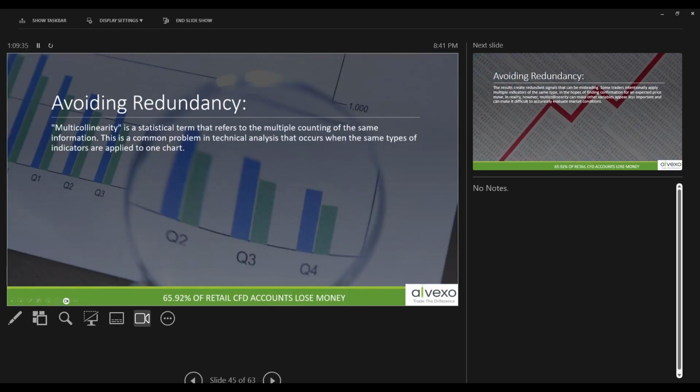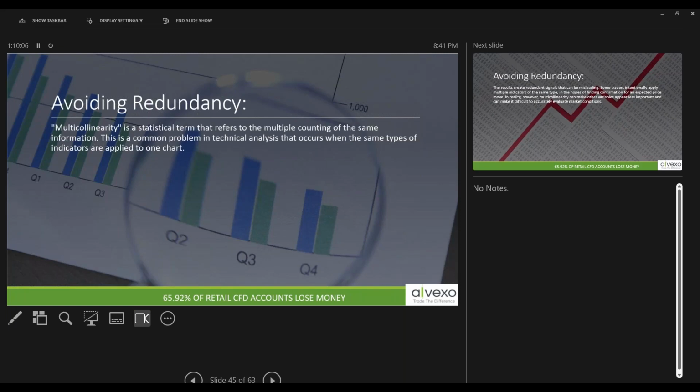Now, this is a big word, and it's an important word: multicollinearity. Multicollinearity is a statistical term, has nothing to do with finance. It refers to the multiple counting of the same information. It's like listening to Donald Trump trying to count all the polls and all the votes that were stolen from him. They use the same information and recount it over and over and reinterpret it a zillion different ways to find out there's no difference.